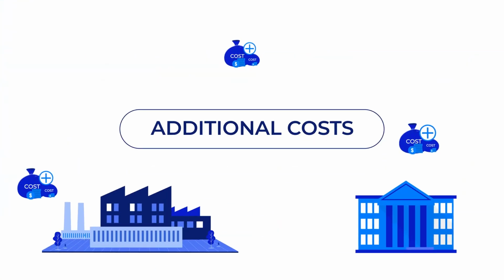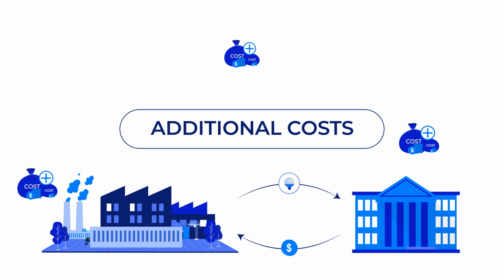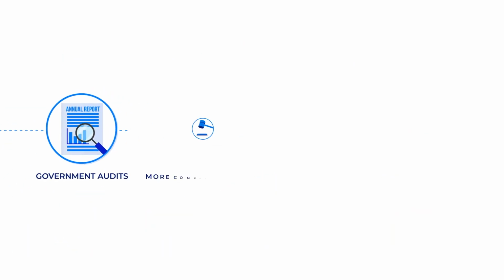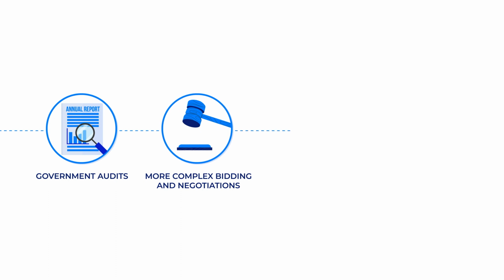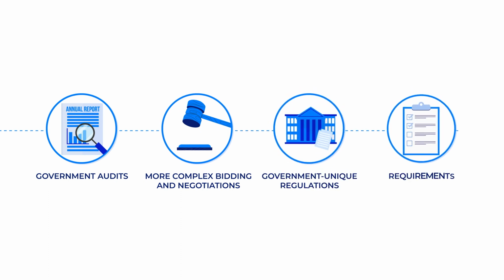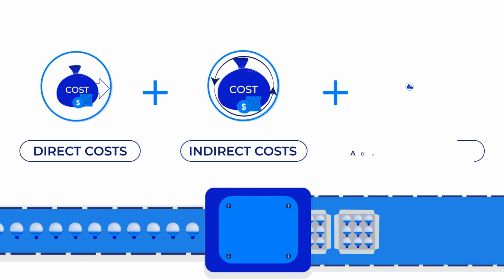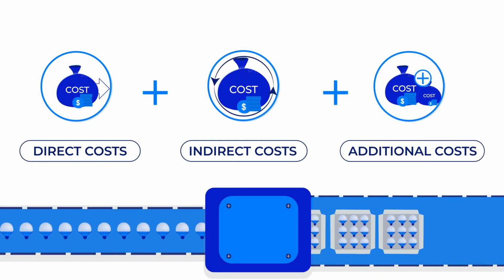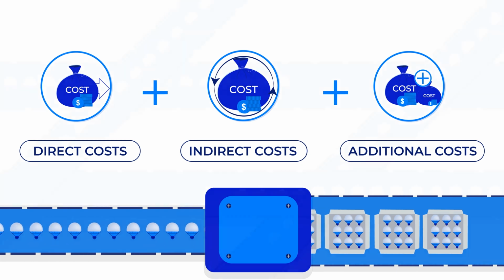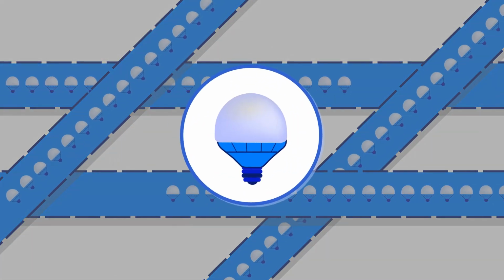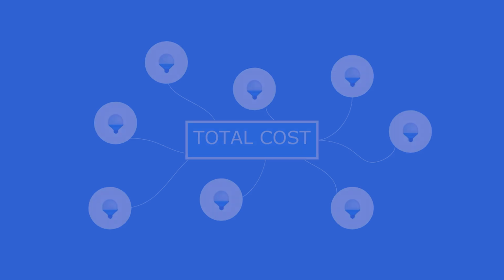If we choose to sell light bulbs to the government, there are additional costs to consider, including government audits, complex bidding and negotiations, and government-unique regulations, policies, processes, and systems. These government-unique costs can amount to 18 to 25% or more of the cost of a product, based on prior Department of Defense sponsored studies. Only by adding all these costs together and averaging the costs across the total volume of light bulbs we make, do we get an accurate picture of the cost of making a light bulb.